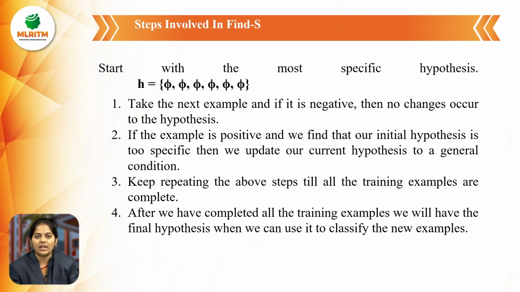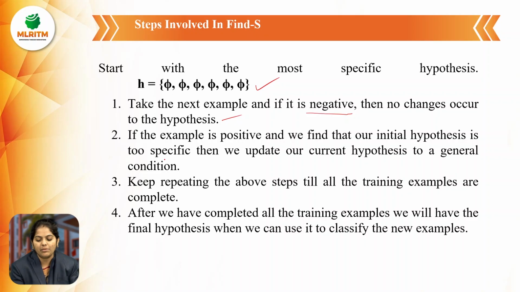Next, what are the steps involved in the Find-S algorithm? We start with the most specific hypothesis, that is, we consider all phis as the initial hypothesis. In the first step, we take the next example, and if it is negative, then no changes occur to the hypothesis. So we have a data set, and in that we'll consider only positive examples. If we find any negative example, we make no changes.